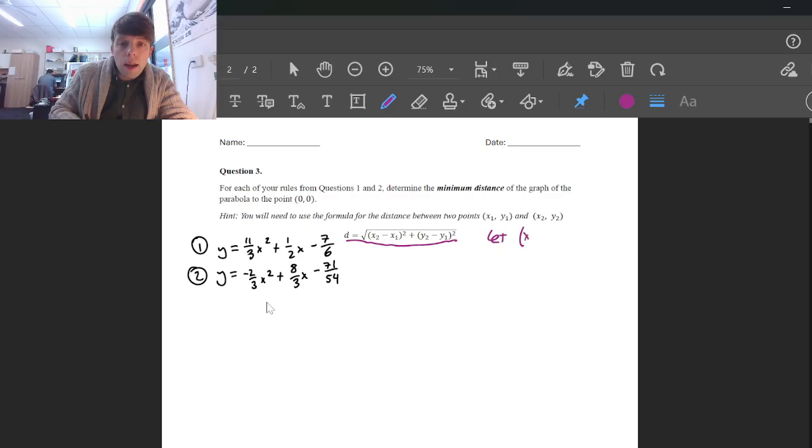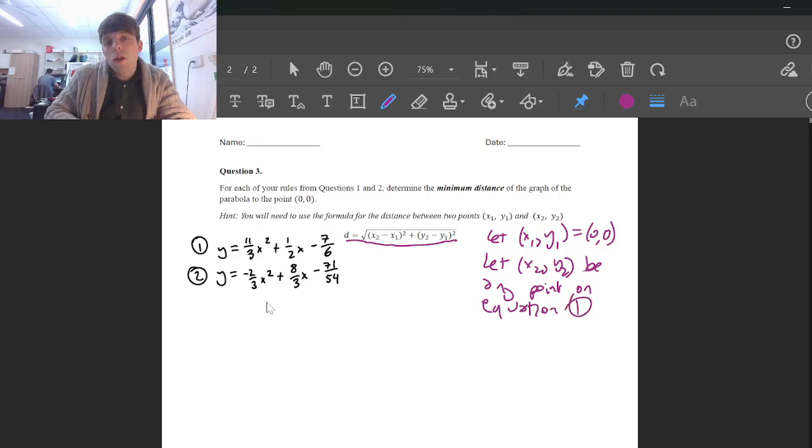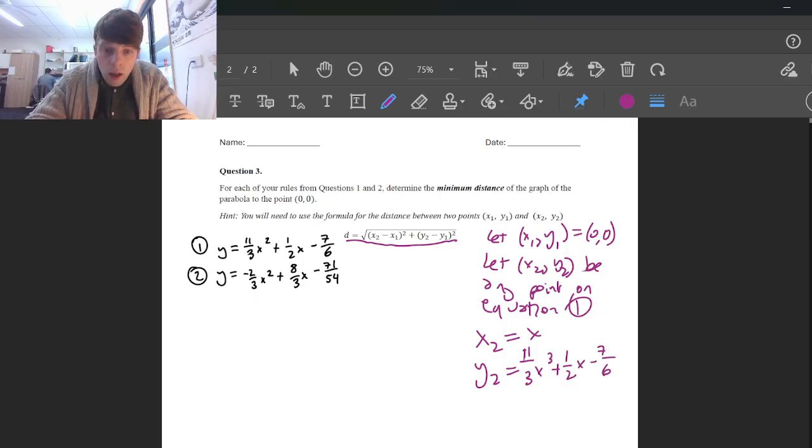Let's let our x1, y1 be the first point, so that's the point 0, 0. And we're also going to let x2, y2 be any point on this first equation. Any point on that equation is going to have an x value of whatever x is equal to at that point, and it's going to have a y value defined by this equation right here. So y2 will be 11 over 3 x cubed plus a half x minus 7 over 6, the equation that we found in the first question.